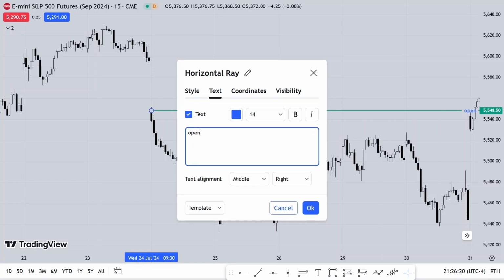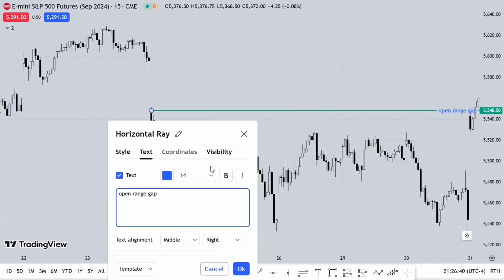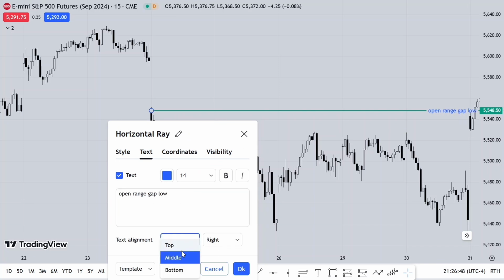Why I'm using the term opening range gap is because there's also an opening range from the 9:30 open to the 10 a.m. open. But let's call this the opening range gap low, because it opens lower than the previous day's closing, at a lower price as compared to the previous day's trading.